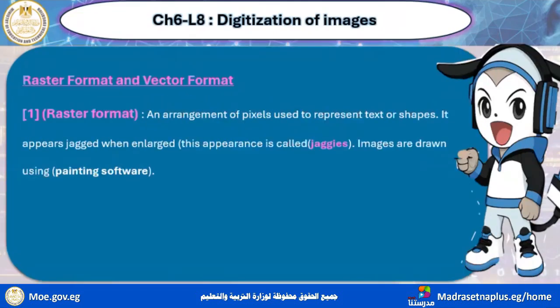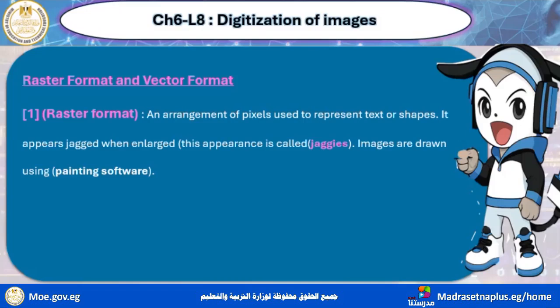Now it's time to differentiate between raster format and vector format. What is raster format? Raster format is the pictures that are captured by cameras. It appears jagged when enlarged. Jagged here means pixelated; sometimes we say that the image is not clear enough. In Arabic we say the image is pixelated. That means jagged.